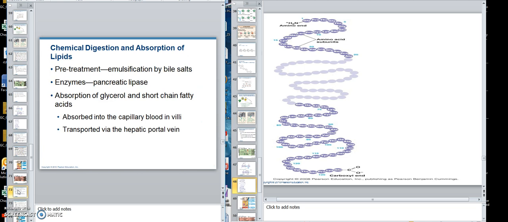Okay. The chemical digestion and absorption of lipids. Okay. We're going to start a new video for the lipids. So what we have done are proteins and carbs.